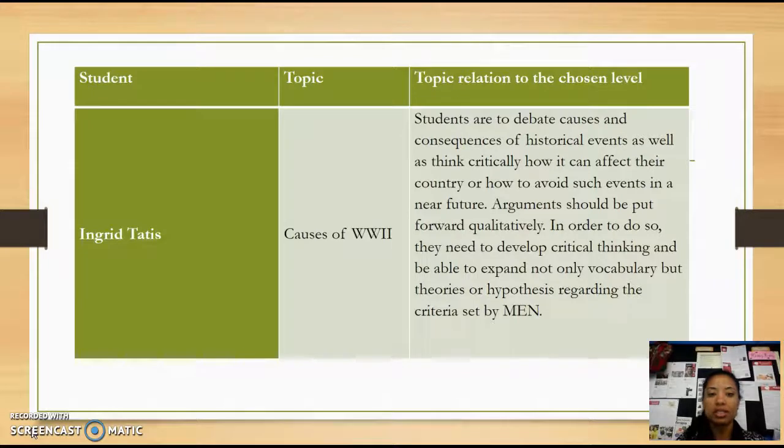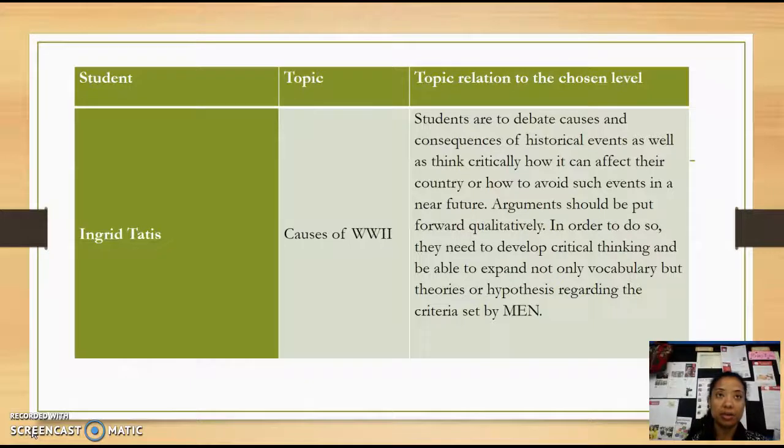First of all, the topic relation to the chosen level is because according to the Ministry of Education, the students in 10th grade and 11th are supposed to develop critical thinking skills regarding history, events, actually, the causes, consequences. And in this case, the topic is causes of World War II.